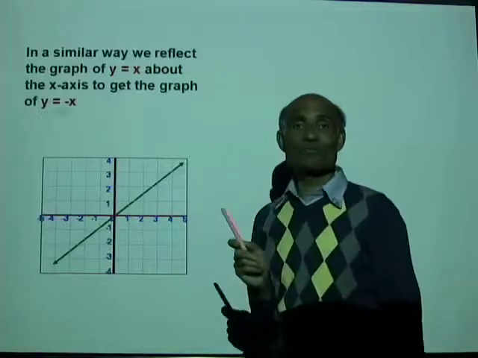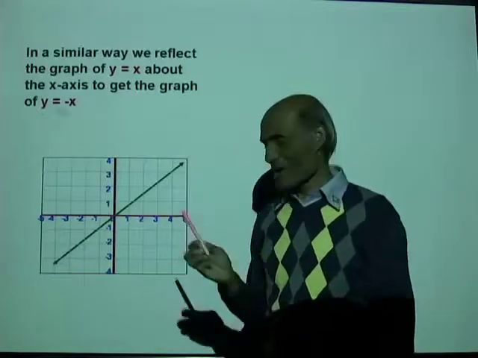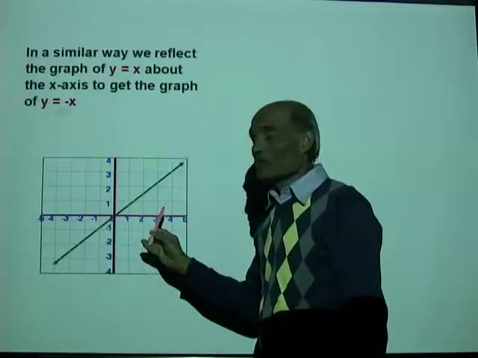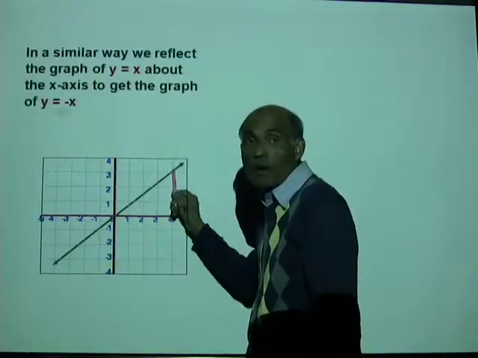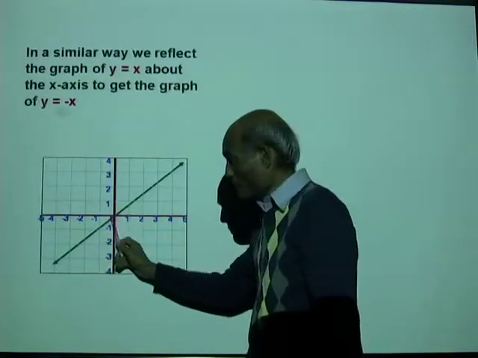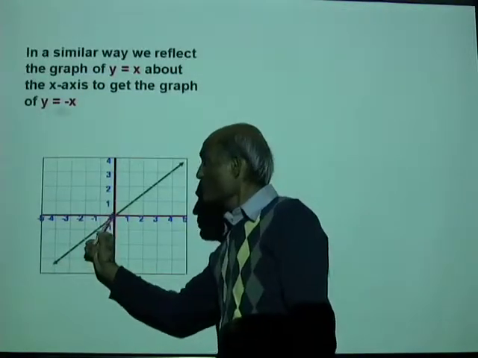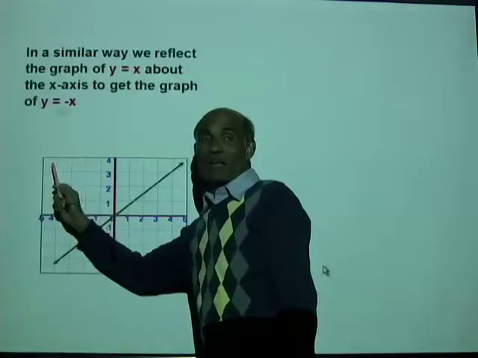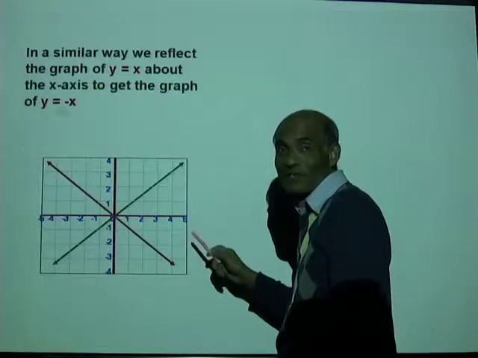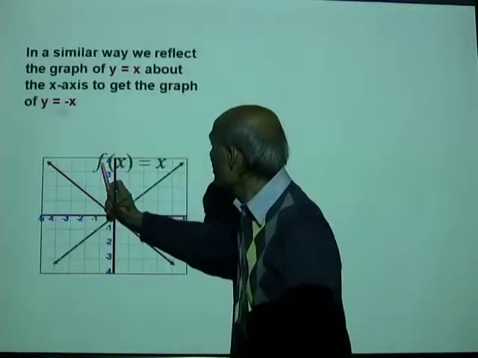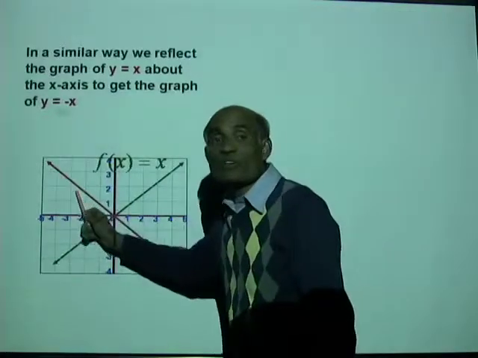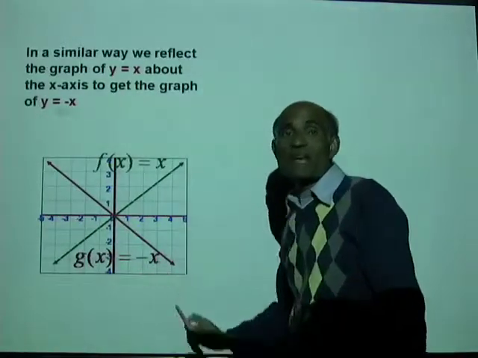That's the graph of y equal to x. Okay, if you reflect this, what will you see? If you reflect this part, you will get something like this here. And if you reflect this on the x-axis, you will get that. In other words, y equal to negative x will go that way. There you are. So this is f(x) equal to x. This is f(x) equal to negative x.